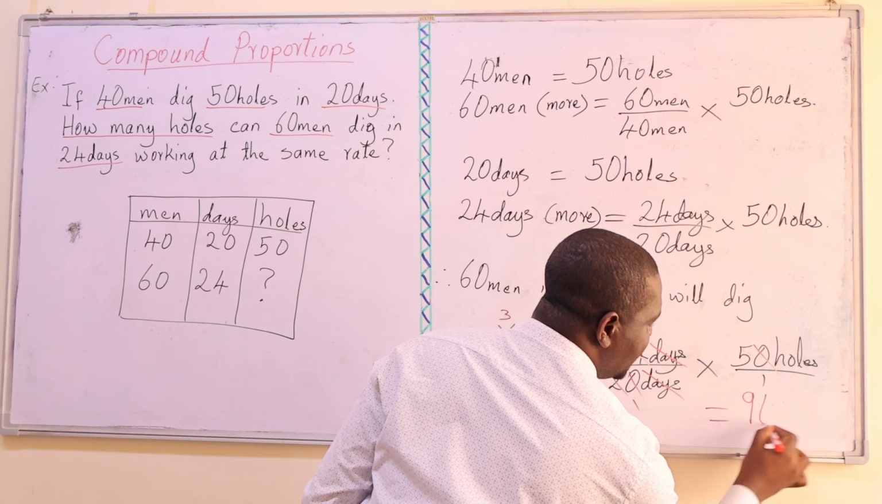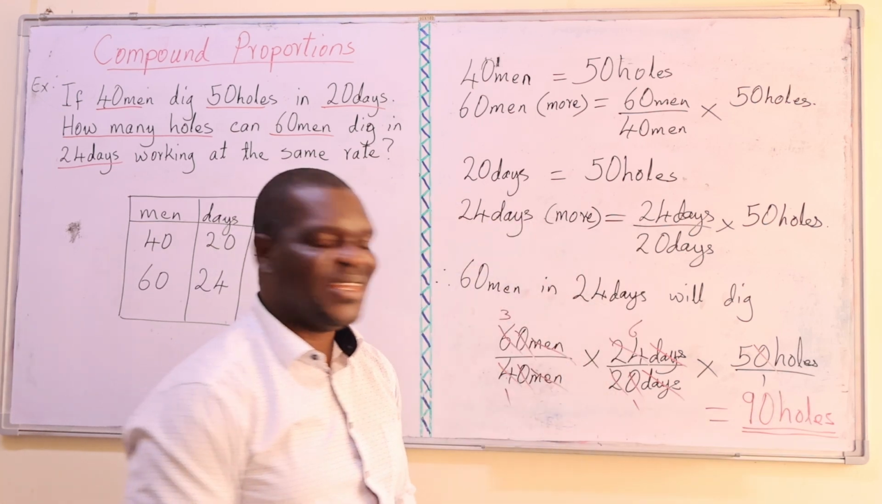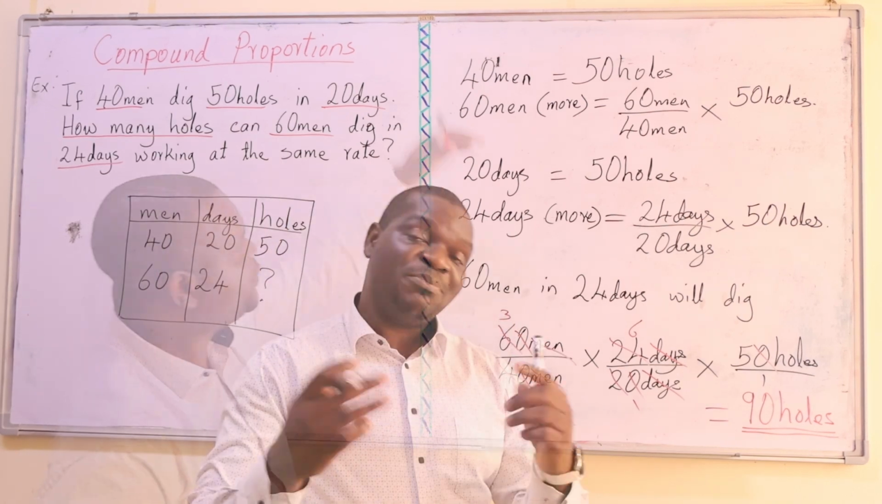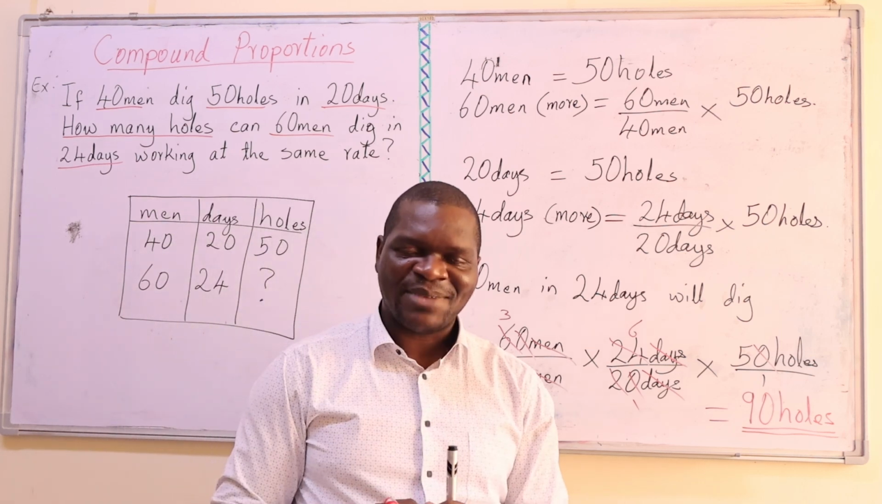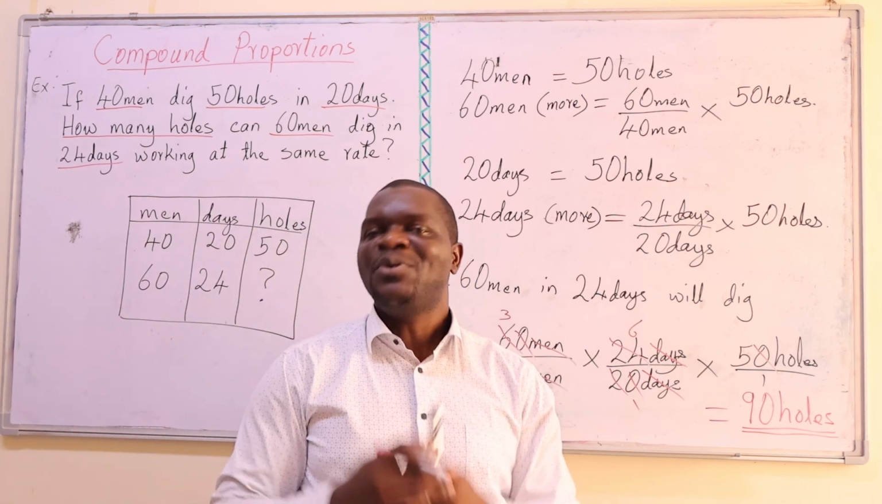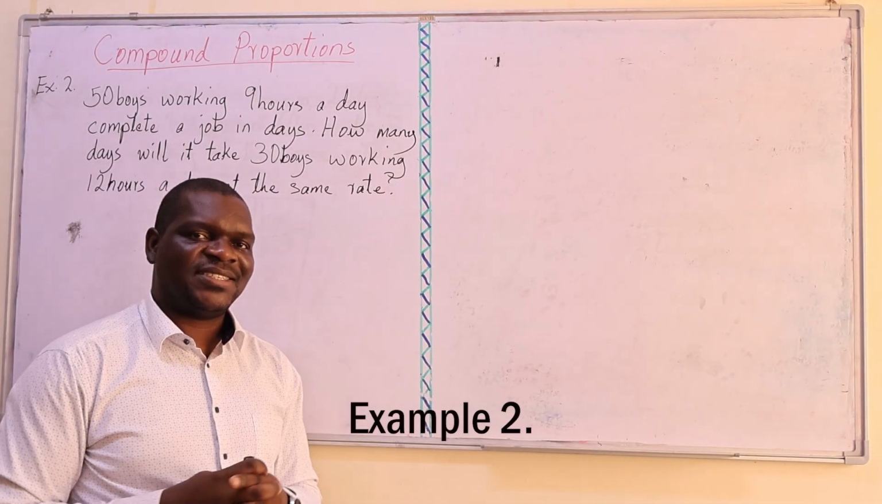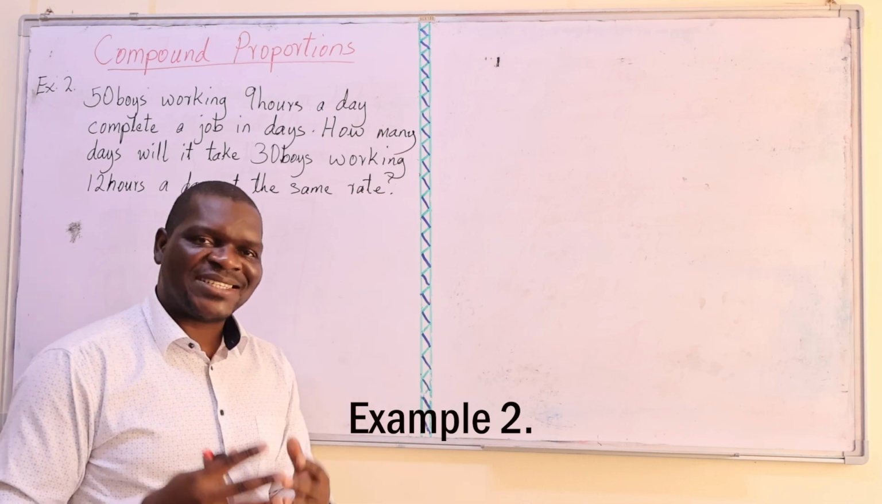So we have 90 holes. This is how simple it can be when it comes to compound proportions. I believe you've understood, but if not, let's look at the second example to see how you pick up from there. Follow closely if you did not understand the first. Even if you did, just follow the second example to understand better.